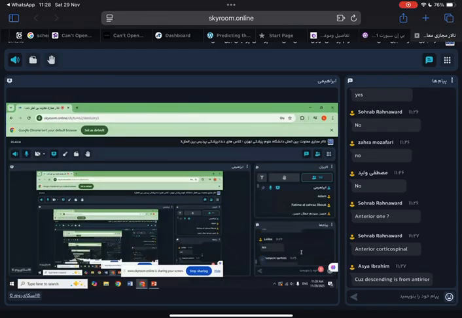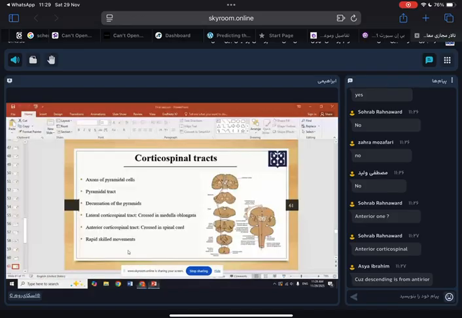So Hossein Tarhini said true. I think Hossein said true. Mustafa, all of you said no. Yes, Hossein said true. So 80 to 85% cross in the pyramids and 10 to 15% cross in the spinal cord.